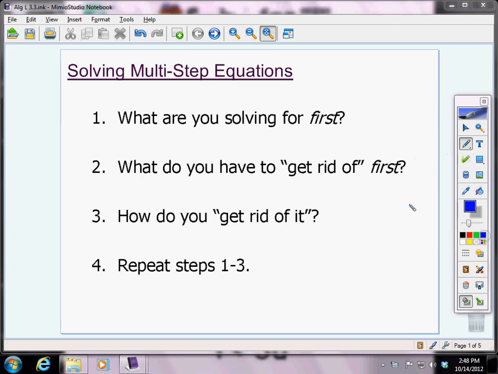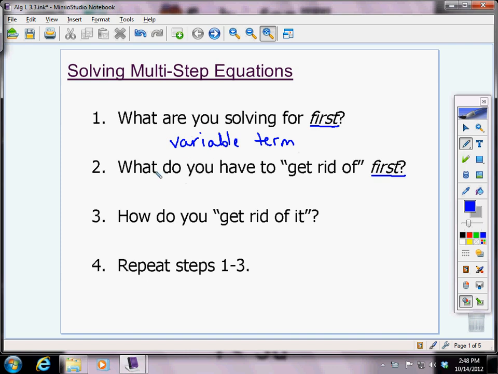And if you look here though, it says, what are we solving for first? What do you have to get rid of first? And how do you get rid of it? Now that stays the same. But notice this "first" here. It's because it's a multi-step equation. We're going to have more than one step. So, when it says what are we solving for first, normally we'd say we're solving for the variable. But now we're going to solve for the variable term.